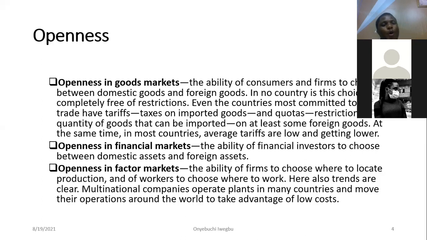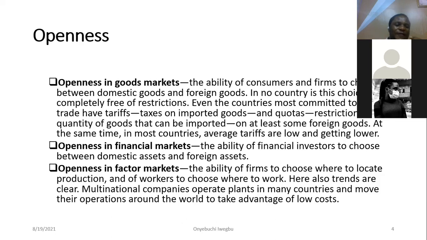And then we have openness in financial markets. For openness in financial markets, that's where you have transfer flows of domestic assets and foreign assets. Those assets can come in the form of liquidities or physical assets. So the transfer of assets comes in two forms: liquidity or physical assets. That is openness in financial markets.